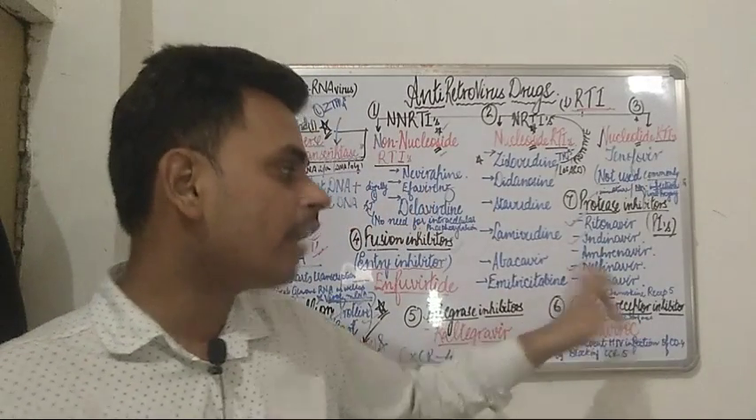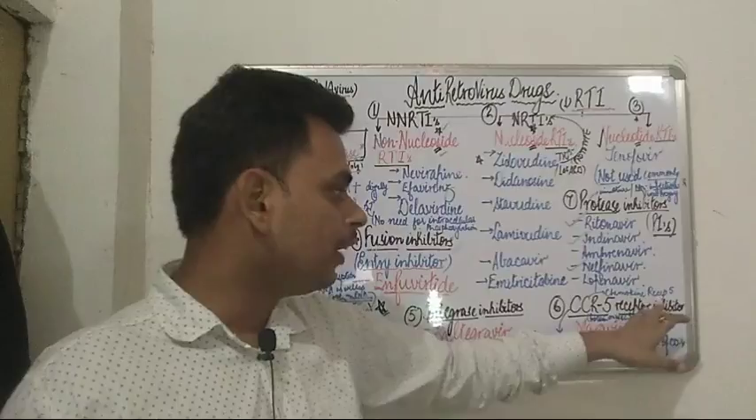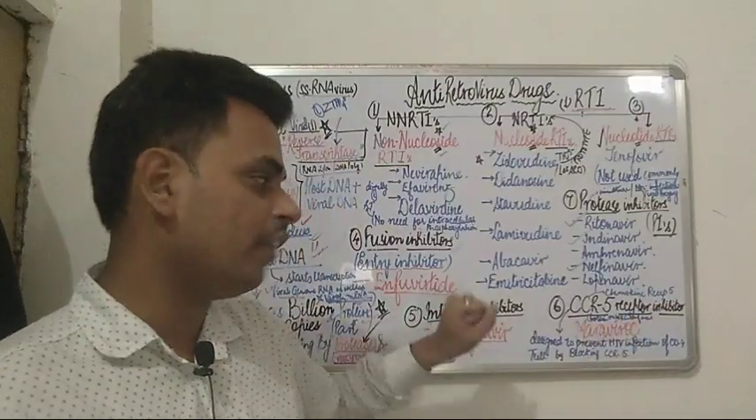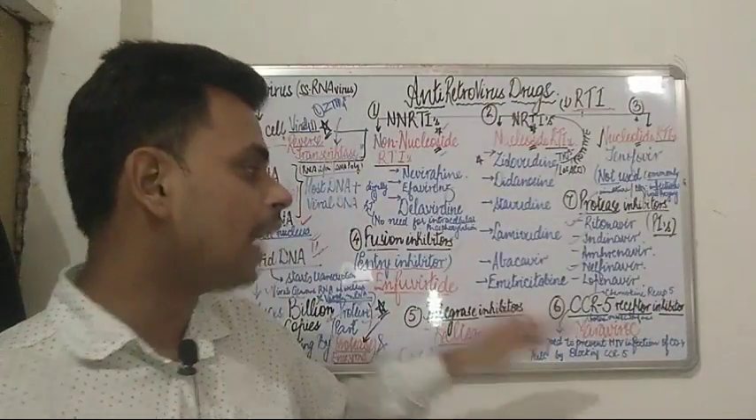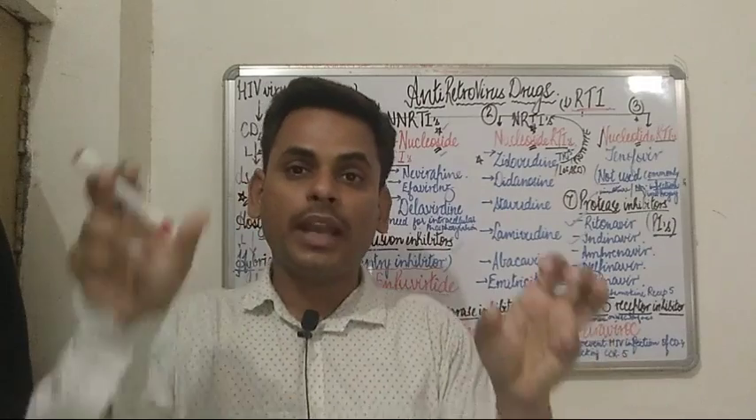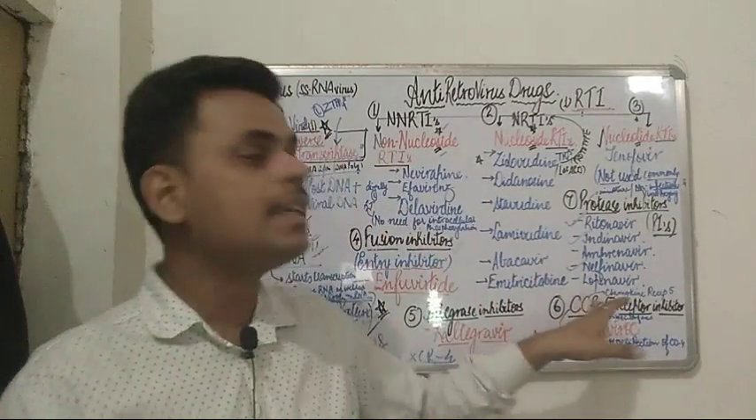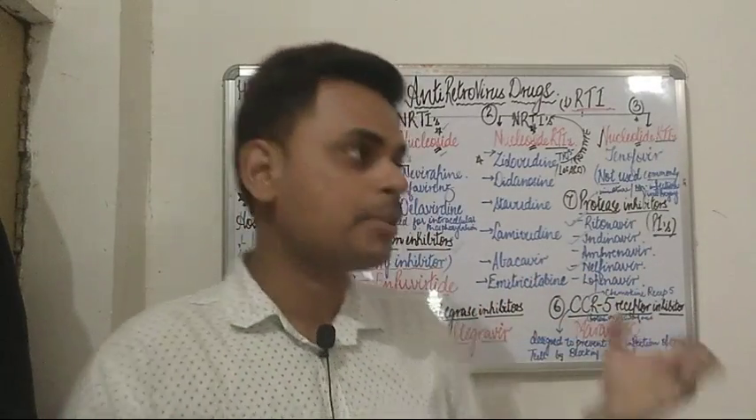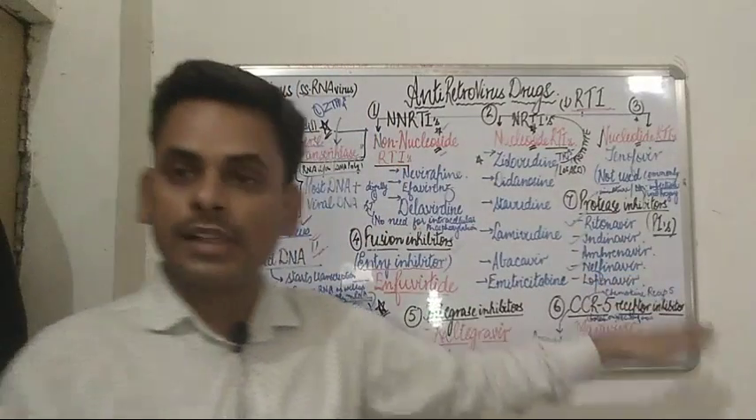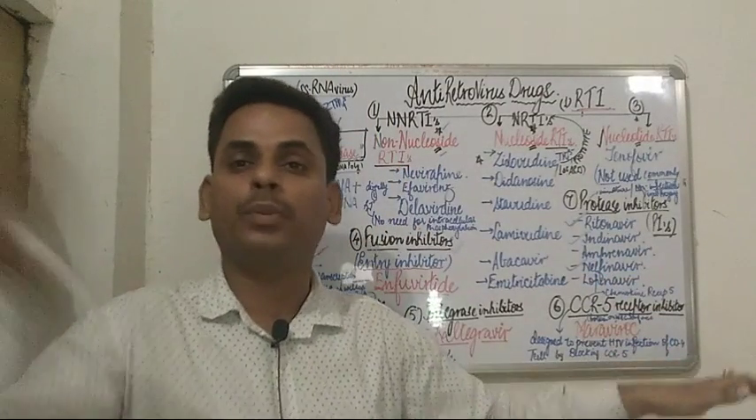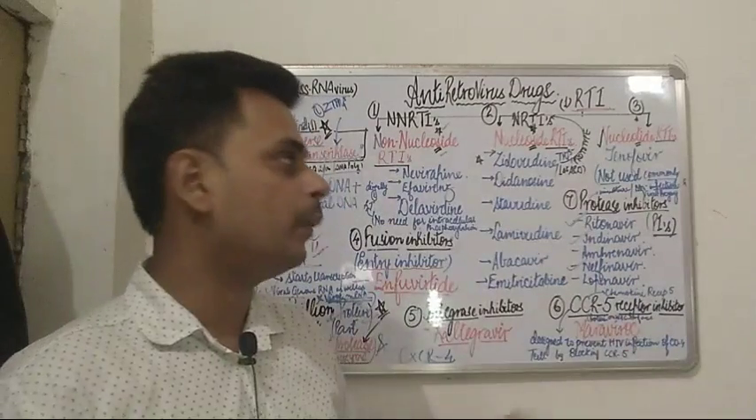So for these CCR5 receptor inhibitors, the drug is maraviroc. Maraviroc is the drug which is going to inhibit the CCR5, that is the chemokine receptor 5, and when this receptor is blocked, the HIV virus won't be able to penetrate into the host cell.